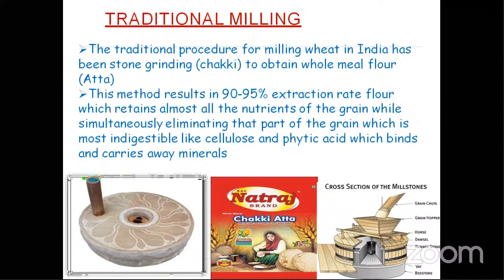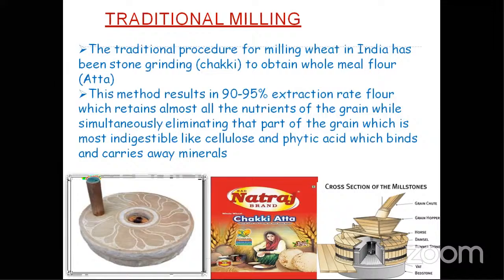Moreover, the parts like bran we remove, the germ we remove, they contain some minerals also, vitamins also, which are important for our human health, for good general health. So in the modern milling process, we are eliminating these.